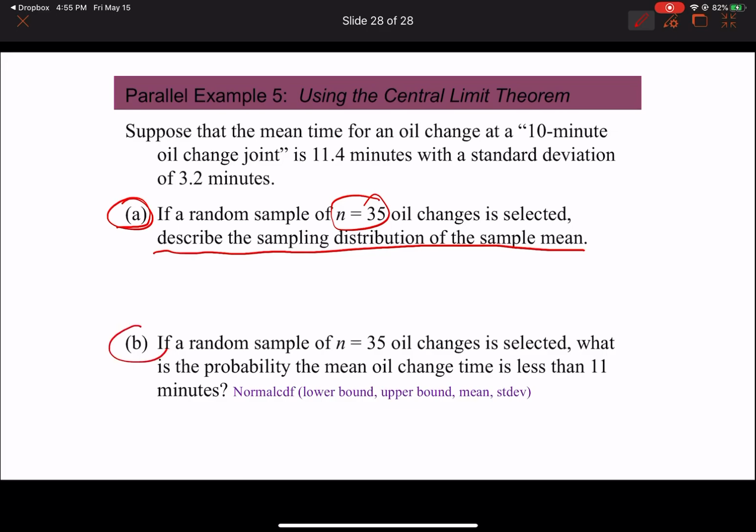For this one right here, I want you to calculate the probability that the mean oil change time is less than 11 minutes. So go ahead and pause this, complete this problem, and come back and we will do it together.